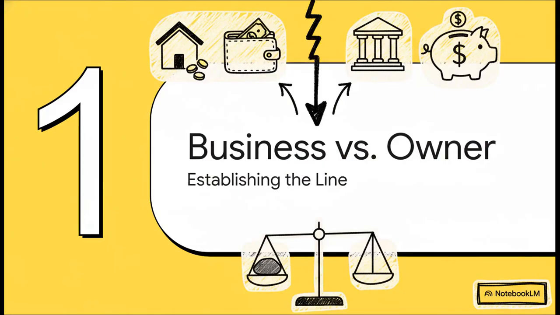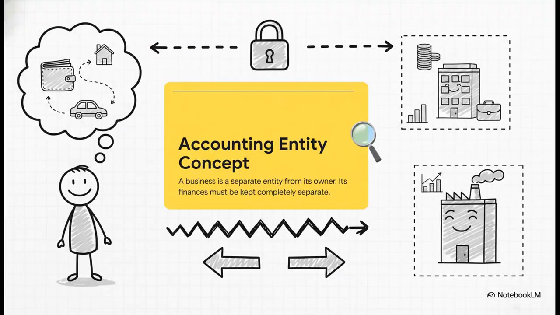So, before we can even get into the nitty-gritty of withdrawals, we have to lay down the law. There's one single golden rule in all of business accounting, and it's the bedrock that keeps your personal finances separate from the company's. And that rule is called the accounting entity concept.